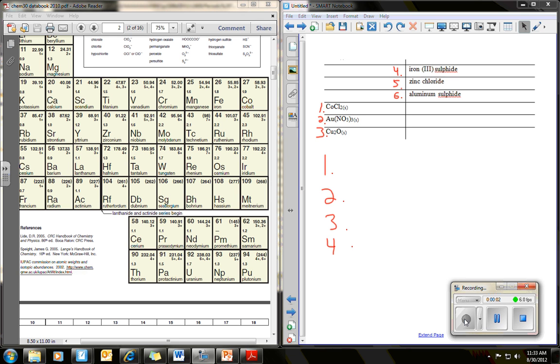Outcome 6. I can recall principles for assigning names to ionic compounds and writing formulas for ionic compounds. So there's kind of two outcomes right there. So let's start with writing the chemical name for the ionic compound. Let's start with number 1.